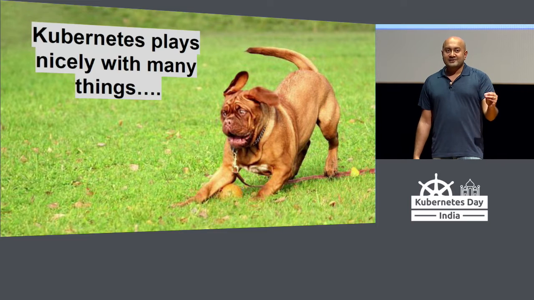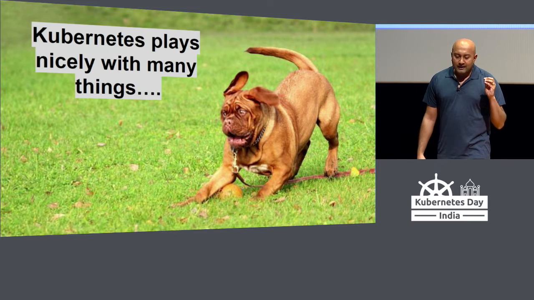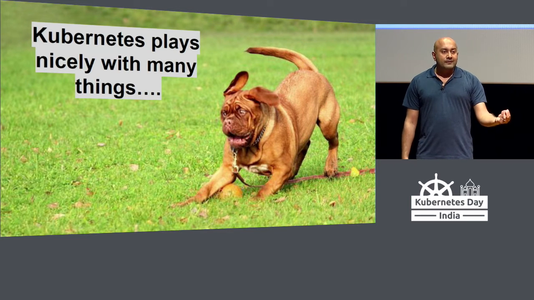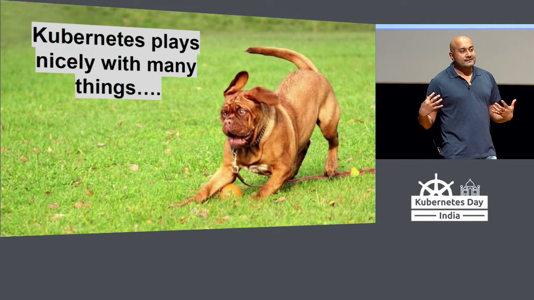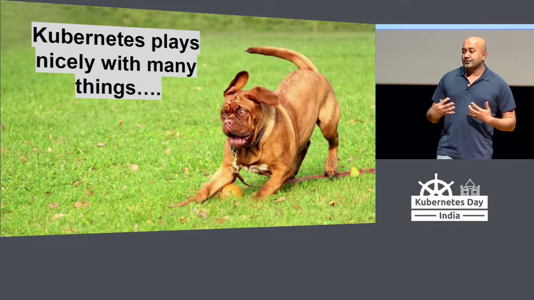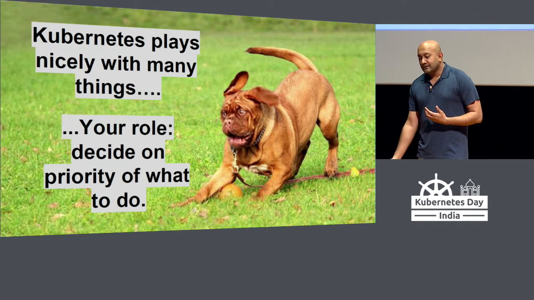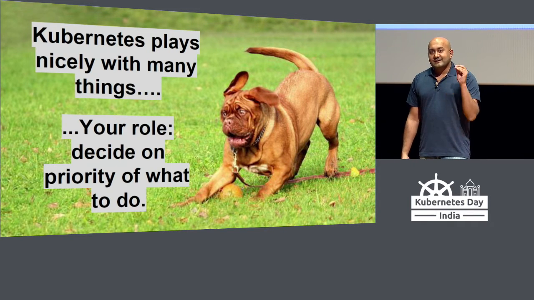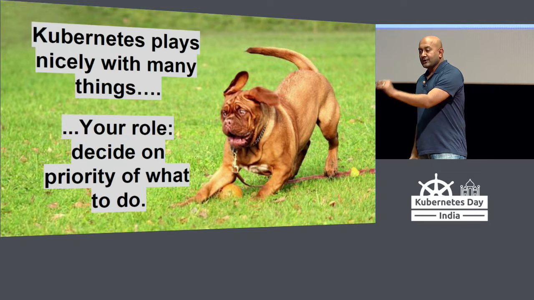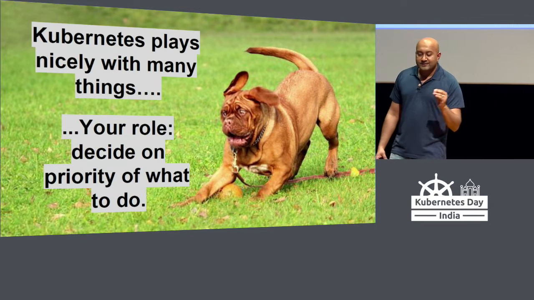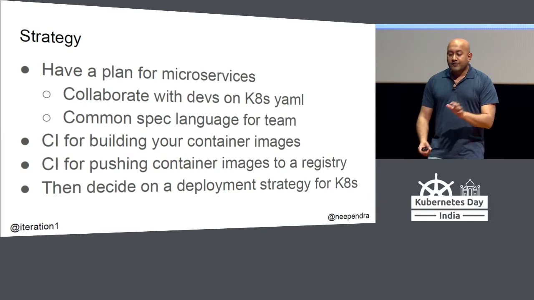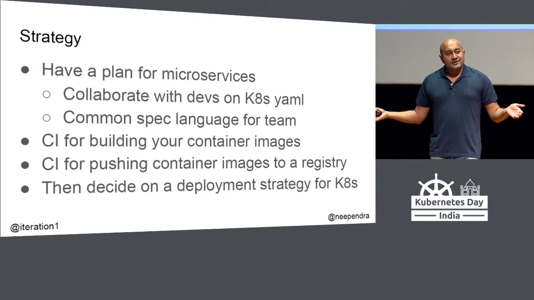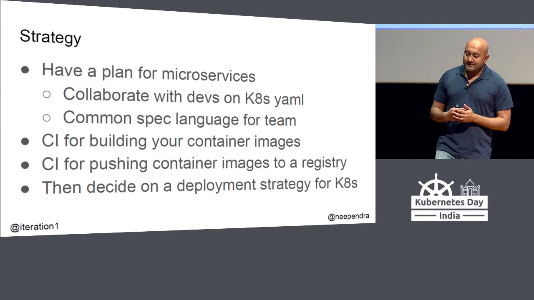So the basic principle here is that Kubernetes is a platform. And Kubernetes plays really nicely with a lot of different things, so you can orchestrate it to do a lot of different things. Your job as a developer, operations, or platform engineer, whatever, is to decide on the priority of what you want to do. So if you want to think about a strategy from a high-level perspective, have a plan.